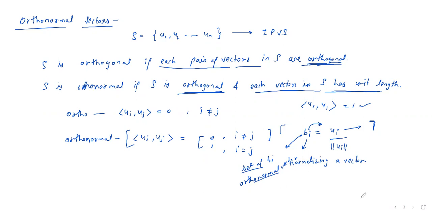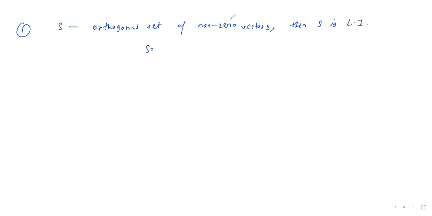Now there are some results in this. The first result is that if the set S is an orthogonal set of non-zero vectors, then this set S is linearly independent. We have a set of orthogonal vectors which is like this: S equals, let's say, u1, u2 to un.